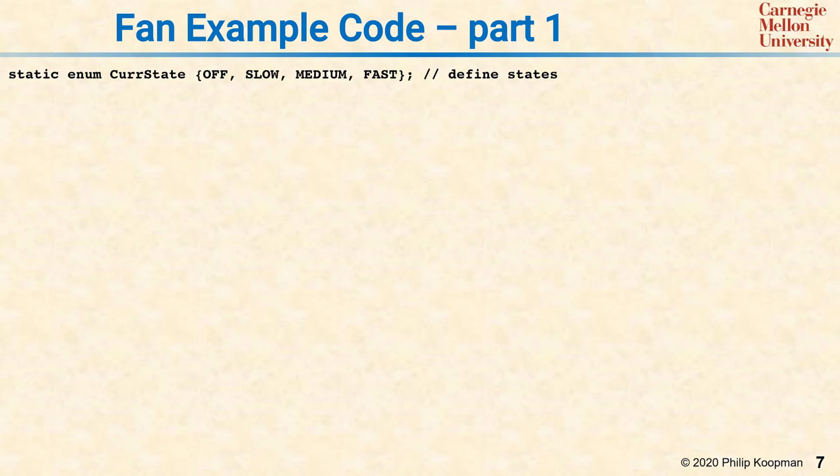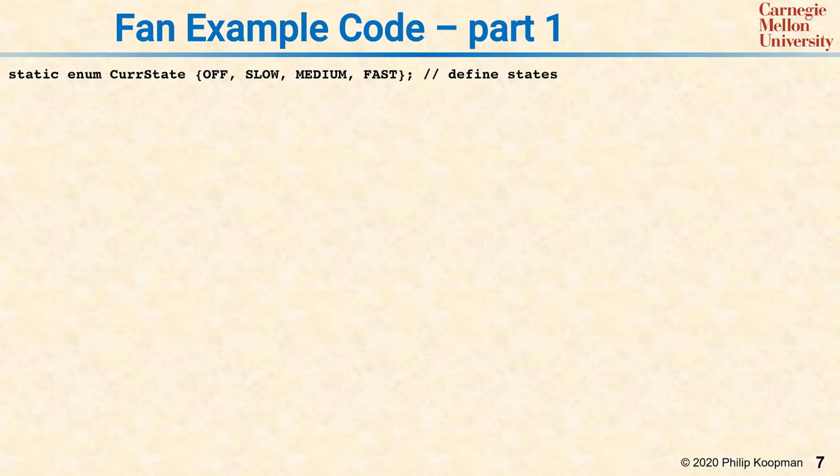Let's look at some code to implement the state chart we just saw with the 2-button fan. In any state chart, there has to be a variable keeping the current state, cur state. And in this case, we've defined it as an enum that can be off, slow, medium, or fast. That means the system knows which state it's in simply based on the cur state variable.